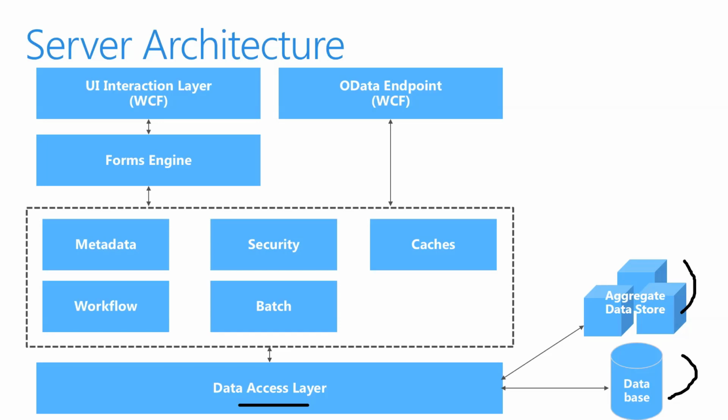The application layer will then include the system metadata and other components such as workflow, security, caches, as well as the batch engine. The user can then interact with the application through several different interfaces. You can connect through OData endpoint. We can also connect through the user interface interaction layer, and we also have the forms engine.